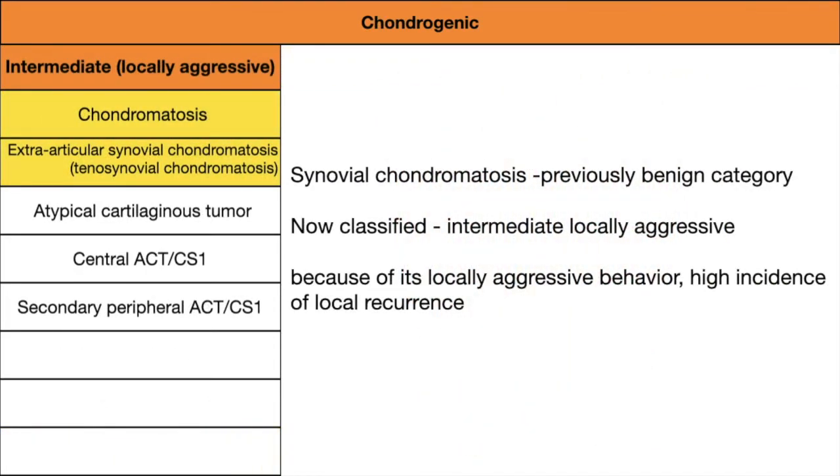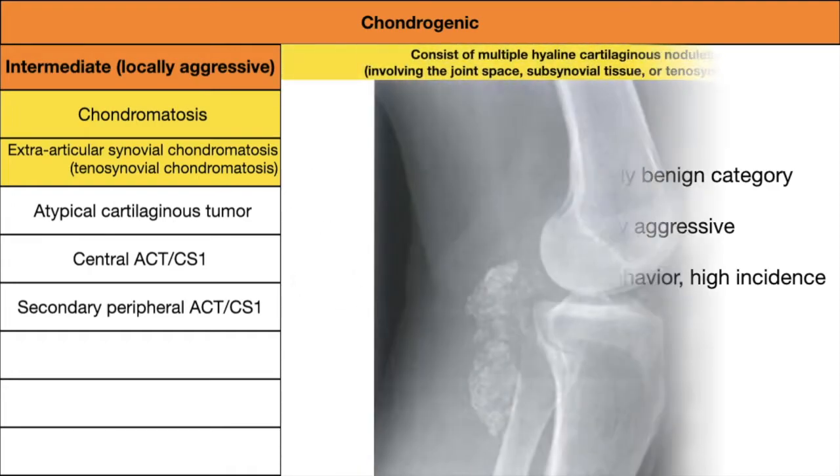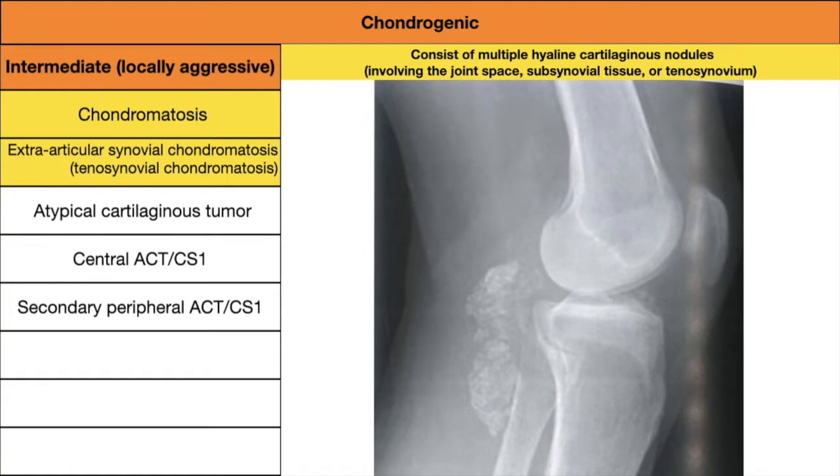In the locally aggressive category, we have chondromatosis or extra-articular synovial chondromatosis. They were previously classified as benign, but now as a locally aggressive tumor because of their locally aggressive behavior and high incidence of local recurrence. They consist of multiple hyaline cartilage nodules. They may involve the joint space, subsynovial tissue and tenosynovium.